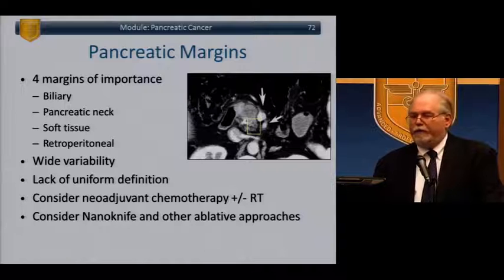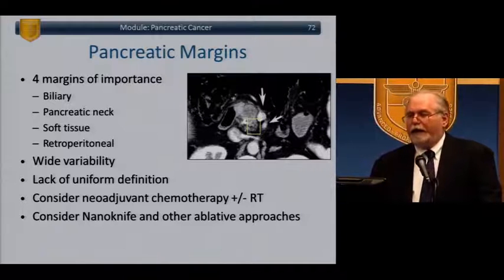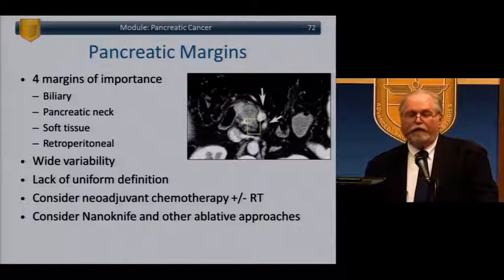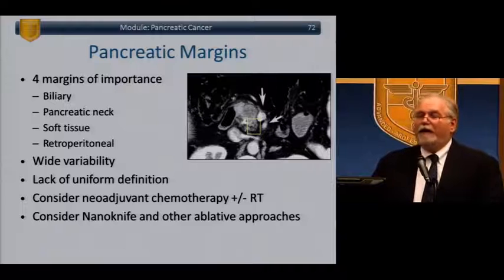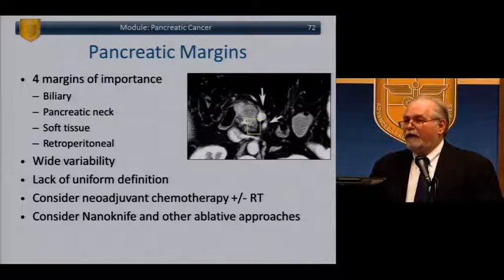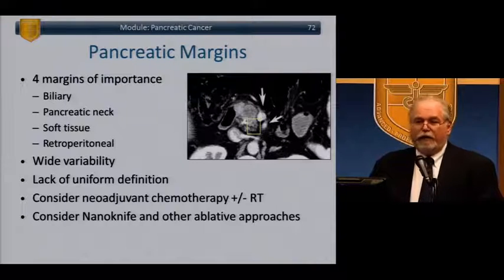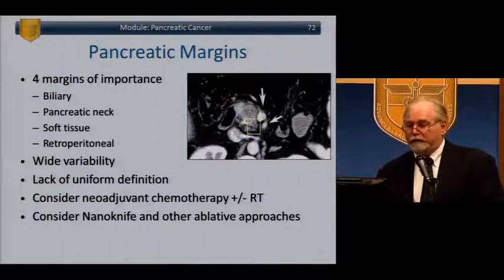What are the margins of importance? The biliary, pancreatic neck, soft tissue, and retroperitoneal. There's a lack of uniformity, but I will tell you that the studies of neoadjuvant chemotherapy have demonstrated that you get a much higher rate of margin negativity after neoadjuvant therapy. So it is important in those borderline cases.